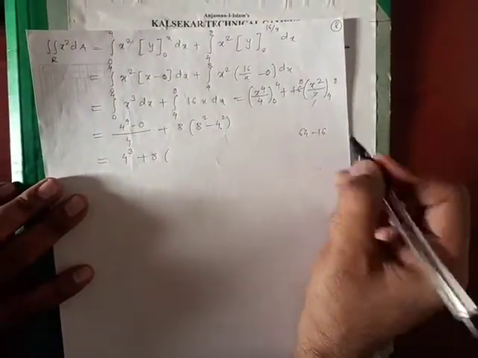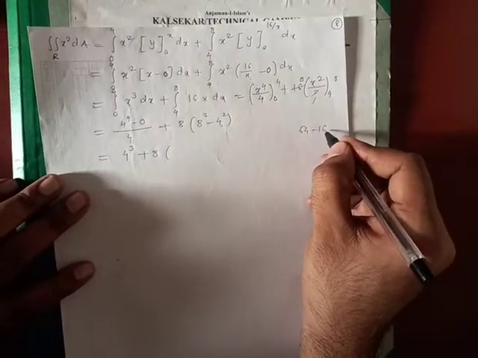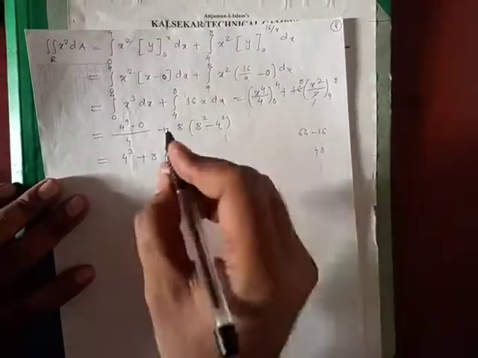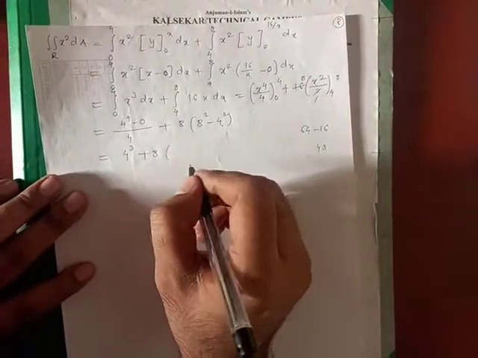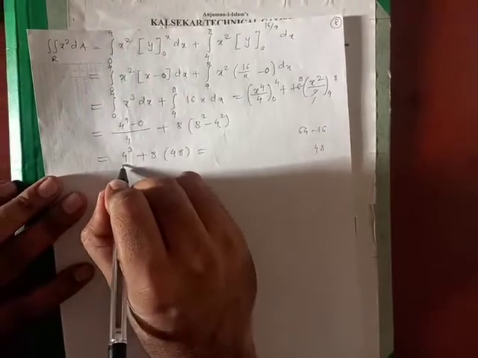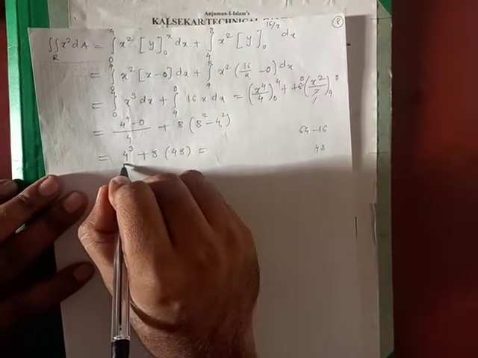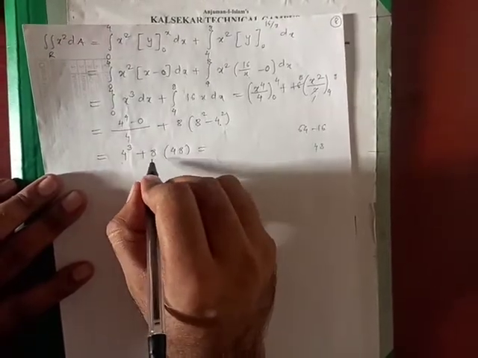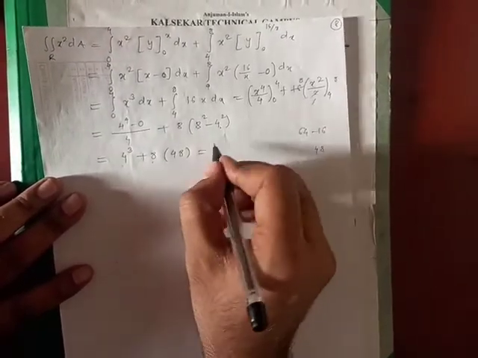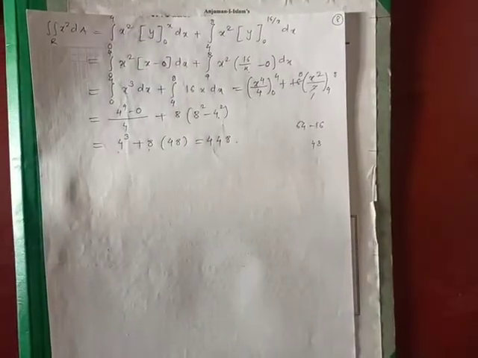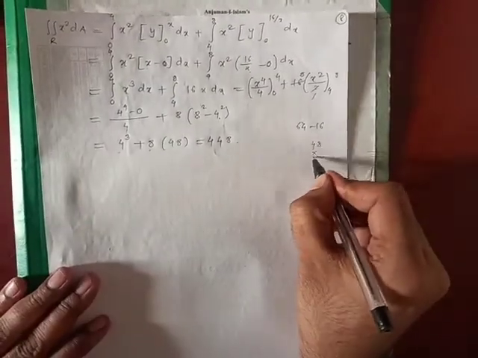64 minus 16, how much? This is 48, I guess 48. So 48. Simplify this. This is 4 cube is 64 plus 8 into 48. Total answer must be 448, right? You can multiply by 8.